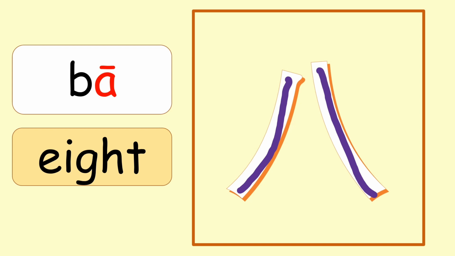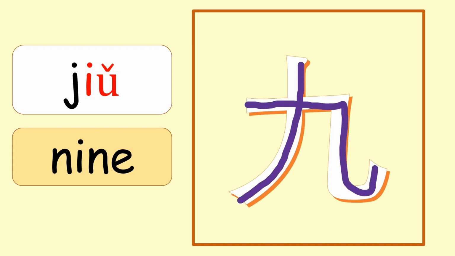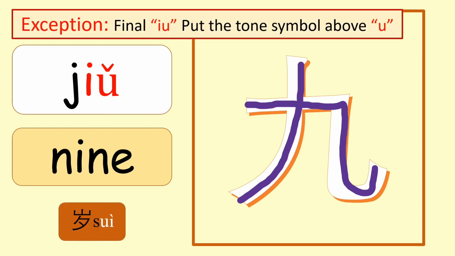Next number, 9. 2 strokes as well, 1 and 2. Let's look at the pinyin for this number, 9. Again, exception, final iu, you put the tone symbol above letter u. 9, this way, not like the word sui, right? Put on top of i. But if it is iu vowel or final, you should put the tone on top of u.